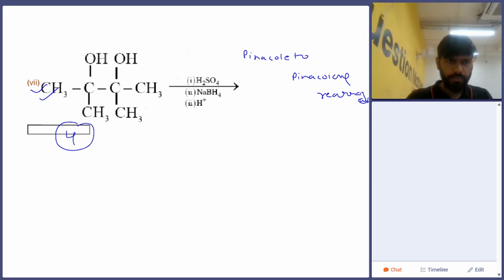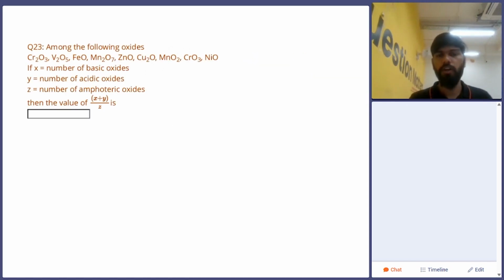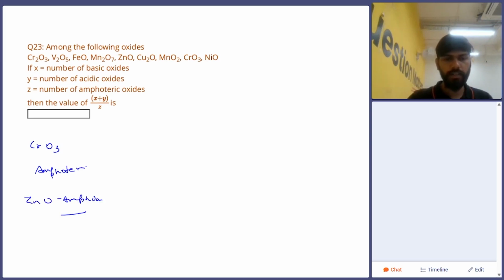Next one. Among the following oxides, x is the number of basic and y is the number of amphoteric oxides. Then find the value of x. See, CrO3, first of all, is amphoteric. ZnO is amphoteric, and MnO2 is also amphoteric.